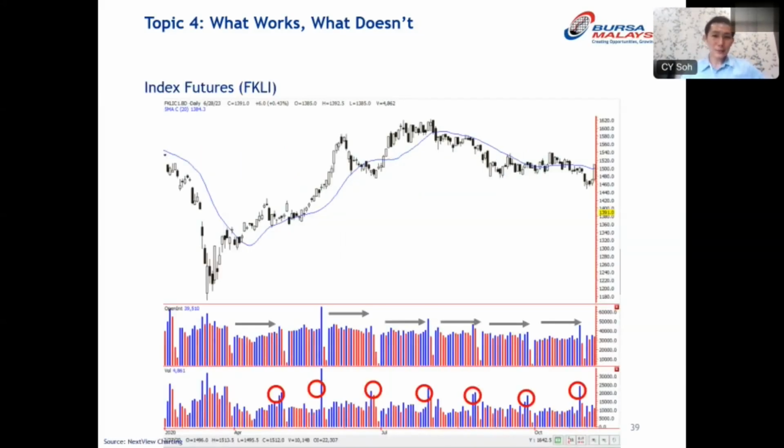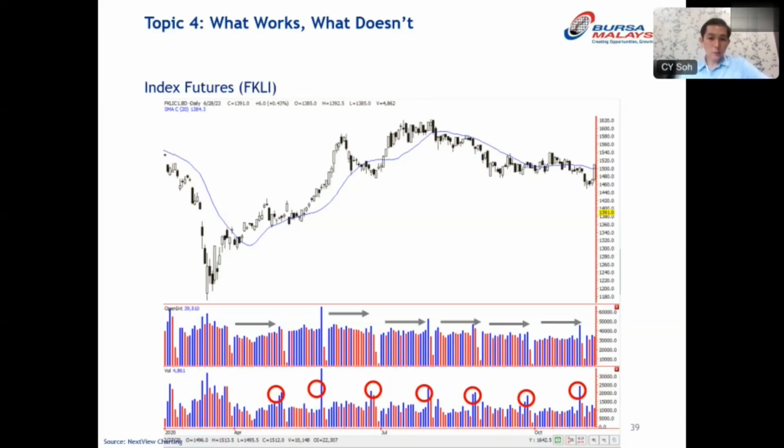Now, let's go into the futures market. Now, for futures market, index futures, FKLI, you can look at this chart. Here, we have open interest as well as volume for FKLI. On the top would be open interest, the bottom would be volume. You can see that the open interests are relatively quite flat for almost each and every single month, right? So if every month is quite flat, about the same figure, you can't really apply any of these 6 rules that I have shared with you just now.